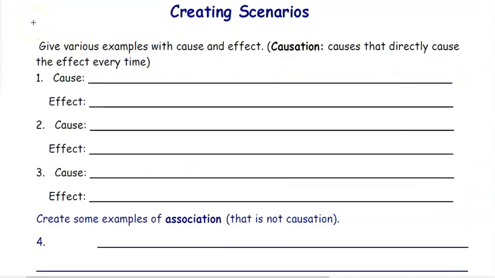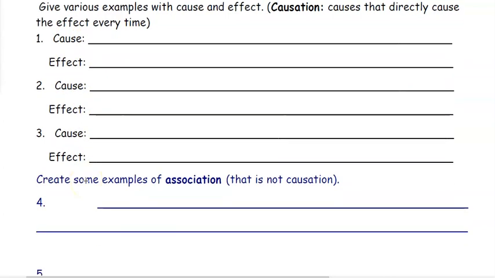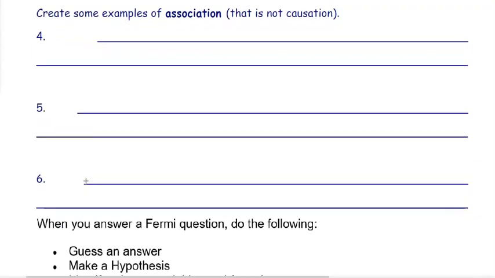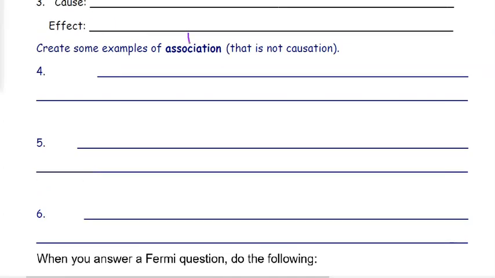Creating scenarios. Give various examples with cause and effect. Causation is causes that directly cause the effect every time. So just create some examples of cause and effect. Be creative here. Also create some examples of association. An association that's not causation. Anything that's a causation is automatically an association, but an association is not always a causation. It's just like association could be a rectangle, and causation is like a square.